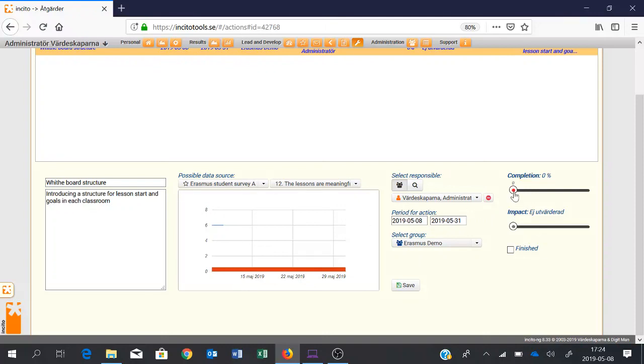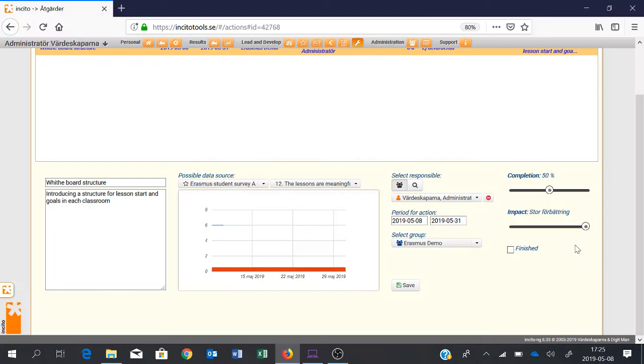One question we must ask ourselves is, did we do it? Maybe we planned this action, but things happened and we never got around to doing it. So you can either say we did it all the way just as planned, or maybe we did half of it. And finally, the impact. Did it get worse or did it get better? And hopefully we will find that it got better.